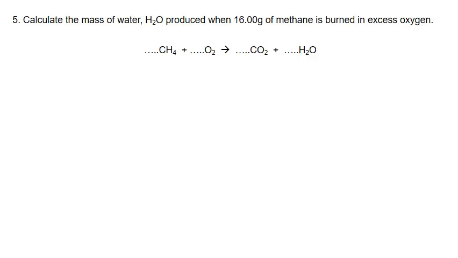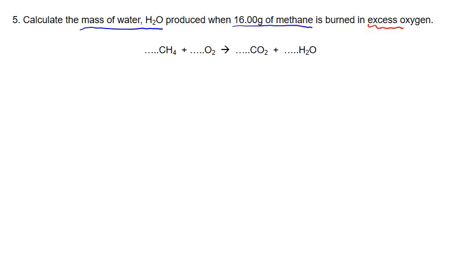Okay, in this final worked example, we're being asked to calculate the mass of water produced when 16 grams of methane is burned in excess oxygen. Again, excess, we don't need to worry too much about that, we just know that it's more than we need.